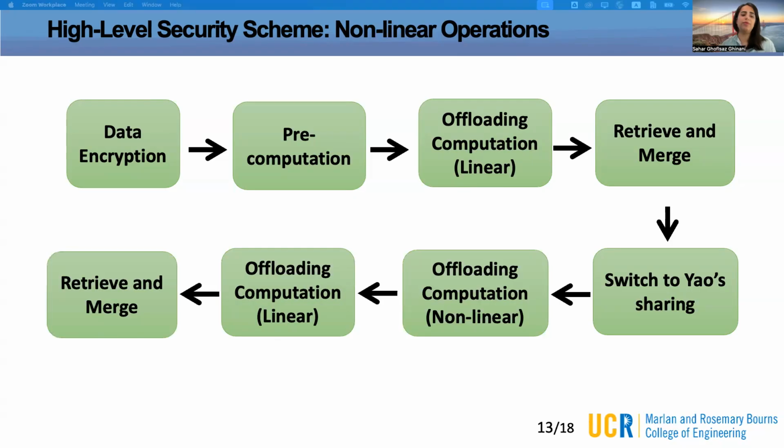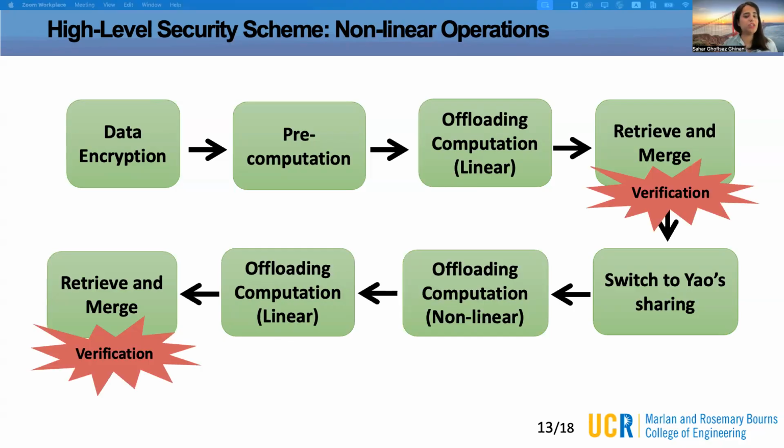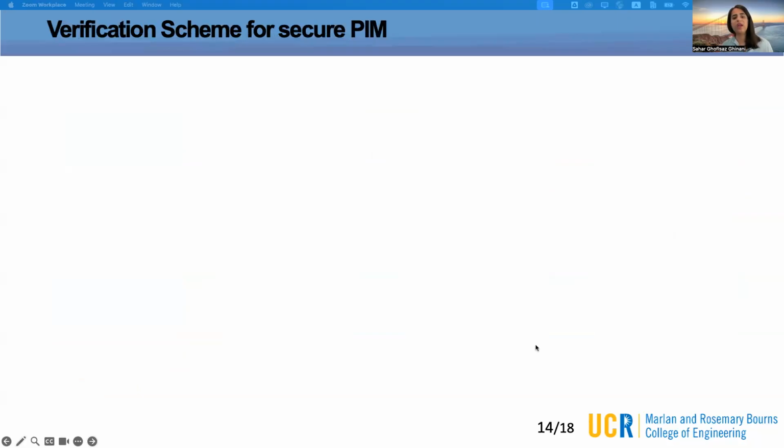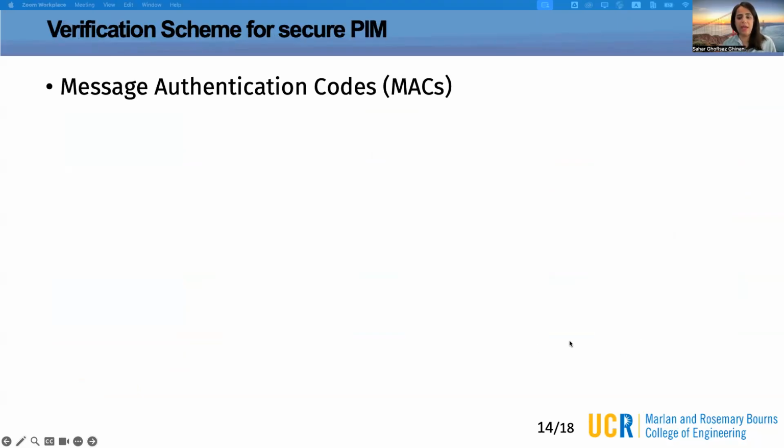So whenever we retrieve the data from PIM, we need to verify the computation as well to make sure that there was no fault injected into the computation. Okay, to verify the computation performed on the PIM, we are using message authentication codes, which is a method in which we are generating some tags for each block of the data. These tags are used to verify the computation.